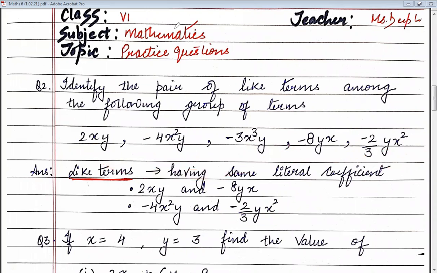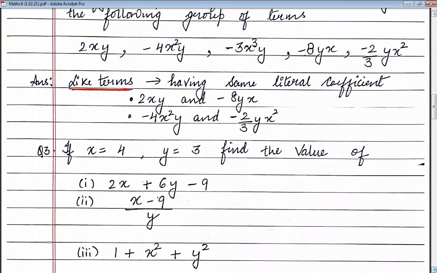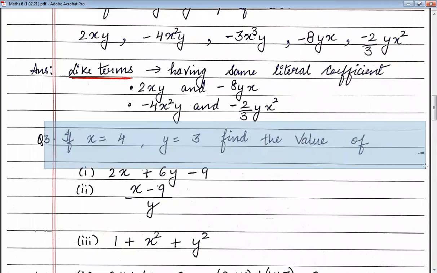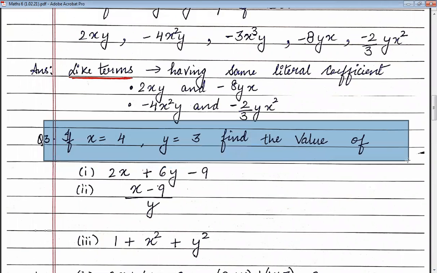Okay, students, are you clear with question number 2? It's very easy. Now let's move on to our question number 3. That is, if x is equal to 4 and y is equal to 3, find the value of all these expressions. Now children, let us solve. In this question, we are going to use the substitution method.